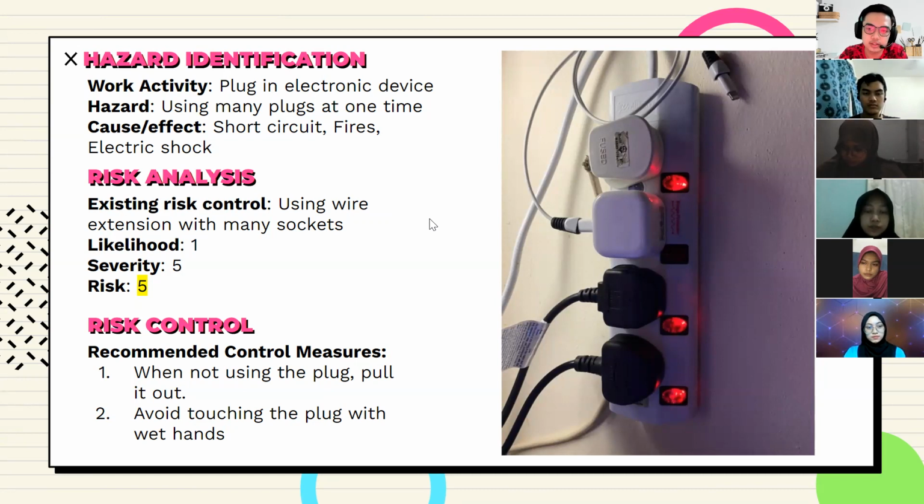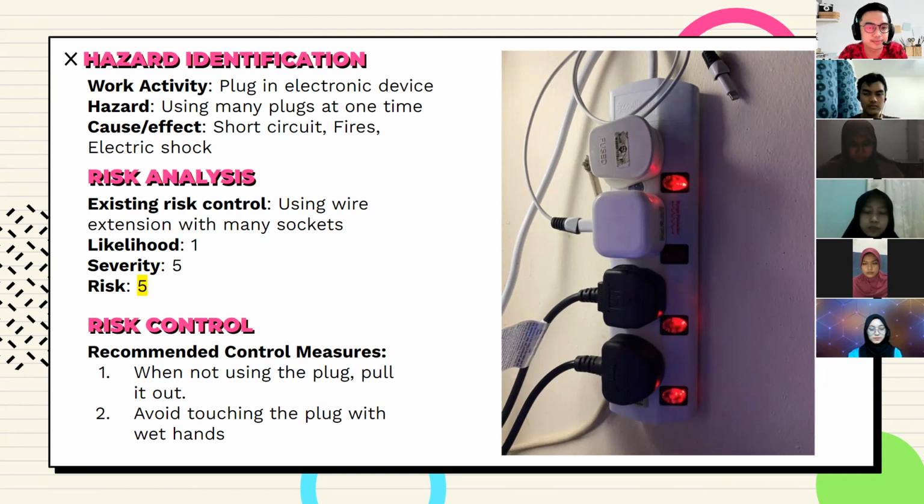So in the risk analysis conducted, we could see that the existing risk control is to use a wire extension with many sockets, much more than this. The likelihood is 1, severity is 5, and the risk is 5, which imposes a medium risk towards the person. Based on the risk control, the recommended control measures are not using the plug, pulling it out, and avoiding touching the plug with wet hands to avoid electric shock.